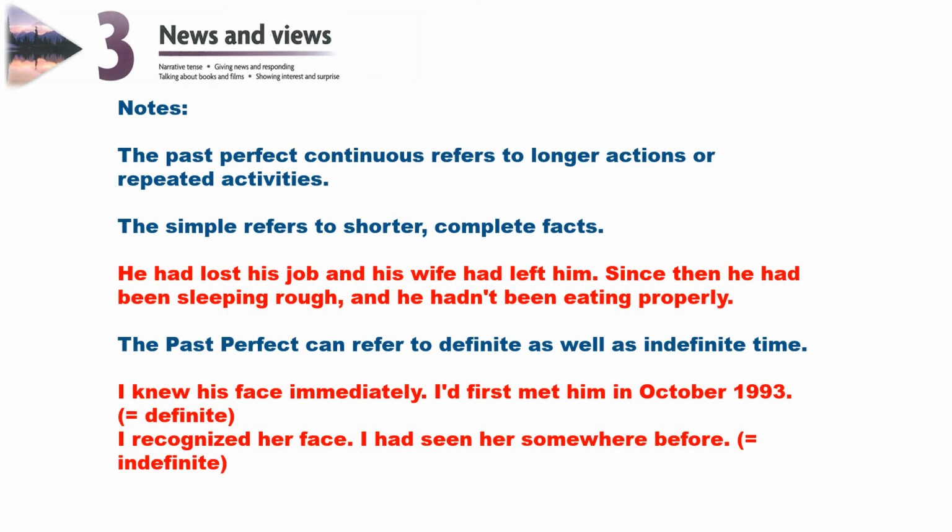The past perfect can refer to definite as well as indefinite time. By definite, I mean a specific time, while indefinite is unspecific time. For example, I knew his face immediately. I had first met him in October 1993. So October 1993 is a definite time. I recognized her face. I had seen her somewhere before. Somewhere before is indefinite time, so I didn't give a specific time when I had seen her before.